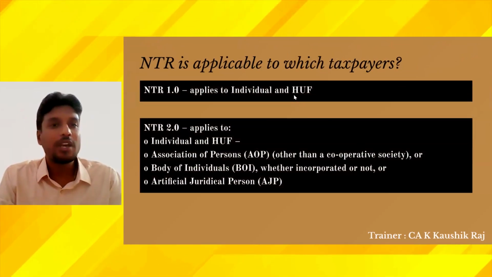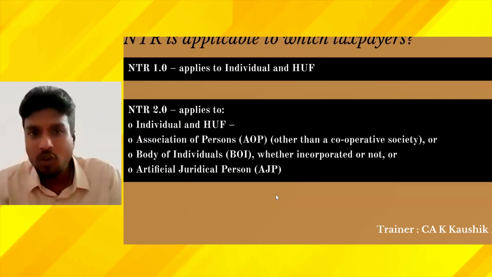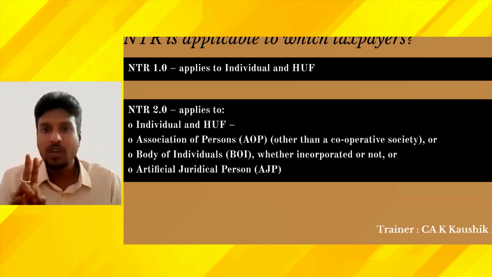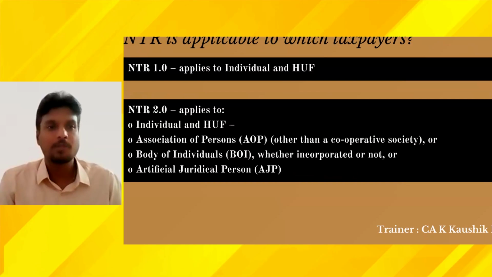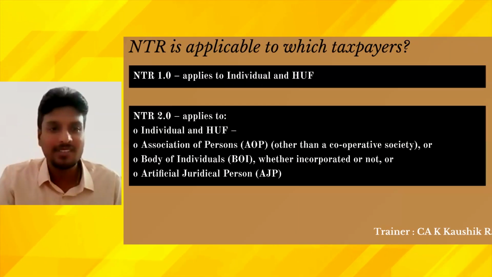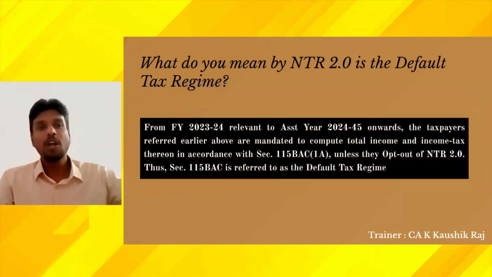So new tax regime 1.0 applies to individual and HUF. New tax regime 2.0 applies to individual, HUF, AOP, BOI, and artificial juridical person. So these are the 5 different assessees to whom the new tax regime 2.0 is applicable.